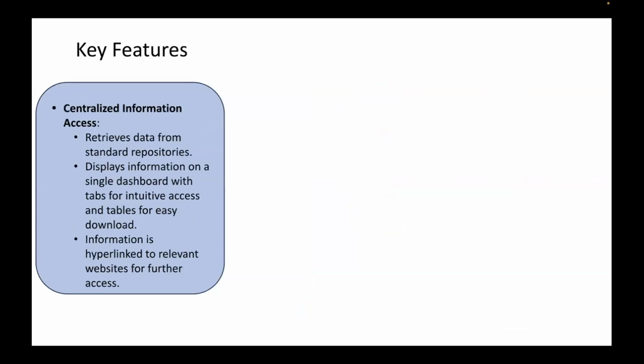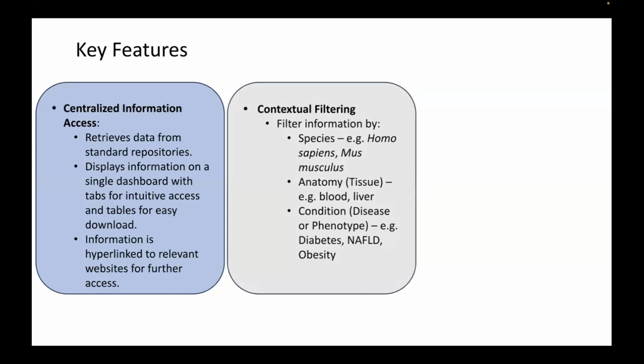So what are the key features of MetGENE? It is a centralized information access where it retrieves data from different standard repositories for genes, for pathways, for reactions, metabolites, and studies. It displays all the information on a single dashboard and has tabs for intuitive access and the tables available for easy download both in JSON and CSV formats. And wherever possible, information is hyperlinked to relevant websites, so all the information is available at the fingertips for the user. It also provides contextual filtering, where filter is based on species, anatomy, and condition.